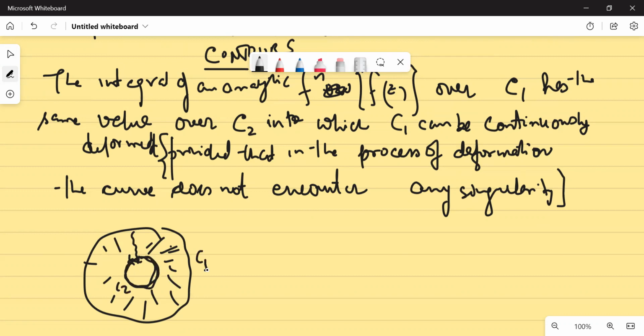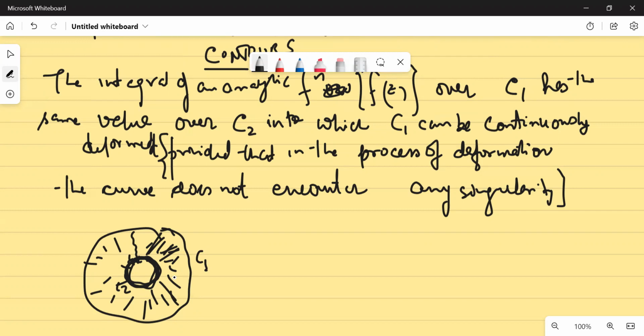So if your integration is difficult over C1, what you can do is simply deform into C2, provided you do not encounter any singularity, and try to integrate over C2. If it happens that it is easier to integrate over C2, that will fetch you the same answer as expected over C1.